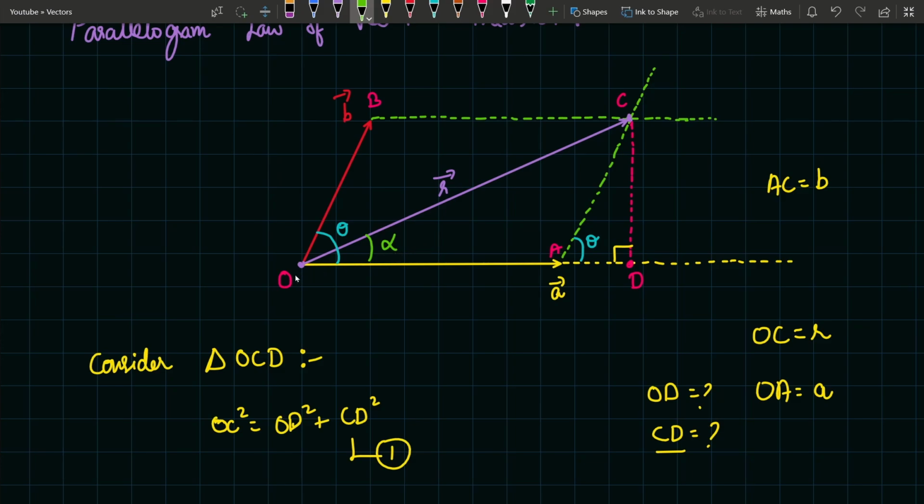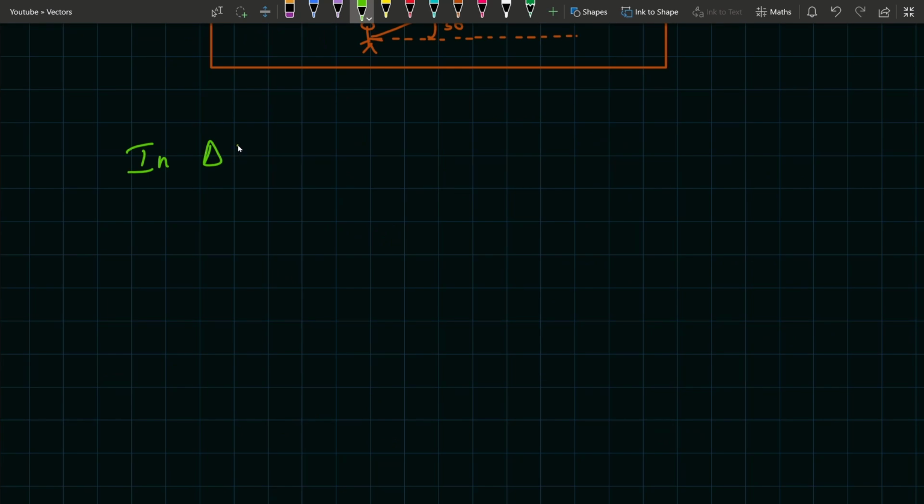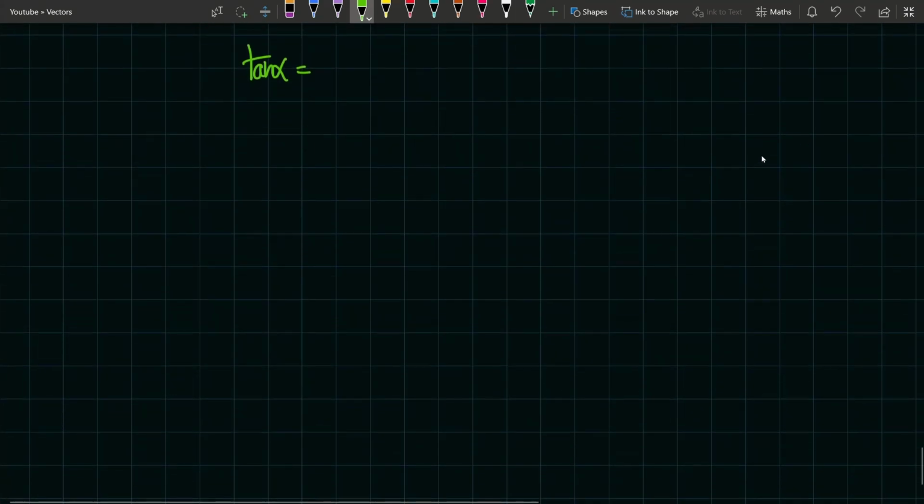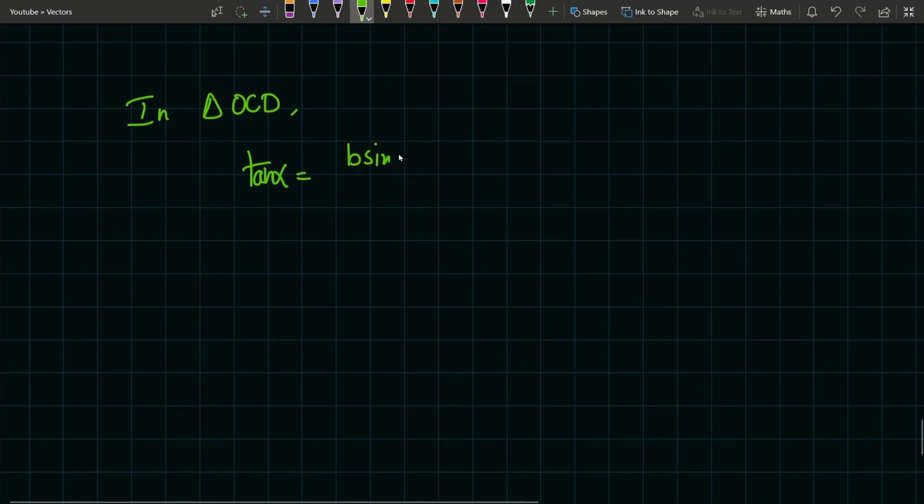To do that, consider triangle OCD again. In triangle OCD, what is tan alpha? Tan alpha is opposite by adjacent. Since OCD is a right angle triangle, tan alpha is CD by OD. Do I know what CD is? Yes. We found CD to be equal to B sin theta and OD to be equal to A plus B cos theta. So therefore, tan alpha is nothing but B sin theta divided by A plus B cos theta.